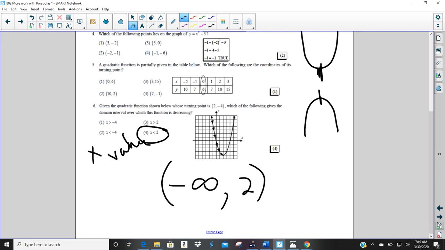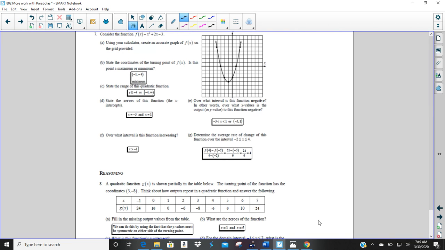Next page. Now we have them wanting to graph this. They want us to give all sorts of information. First, we're supposed to graph it. Fine. Make sure that when you're graphing it, you get the turning point in. What's going to happen is you have to make sure that your turning point is at least one of the numbers.